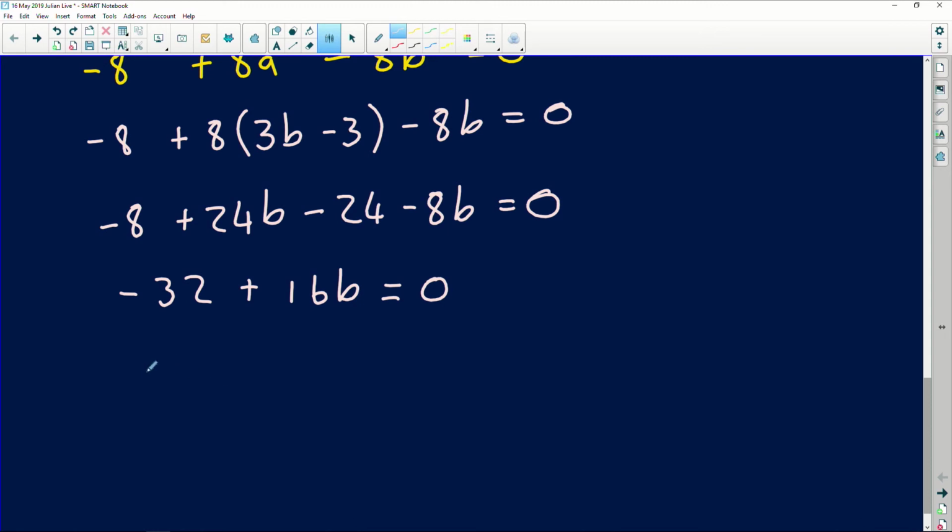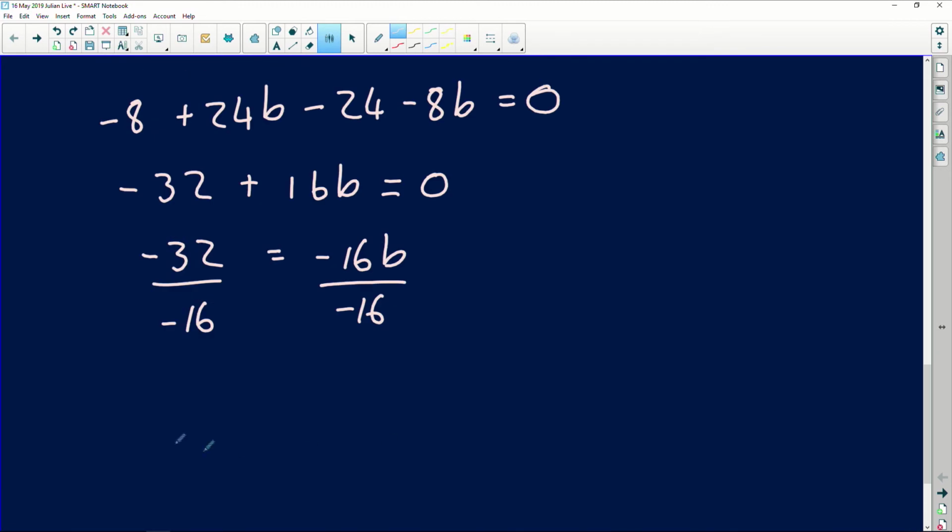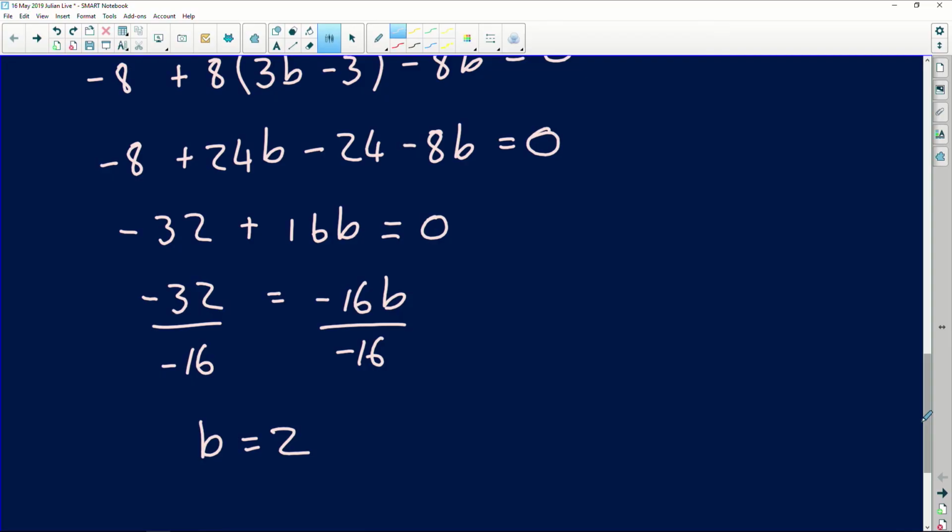So if we have to solve for b, we're going to have negative 32 is equal to negative 16b. And if we divide both sides by negative 16, we're going to have that b is equal to 0. I lie. B is equal to 2. My bad. Okay, there we go. So we now have our value for b.